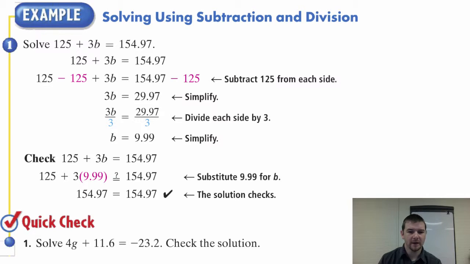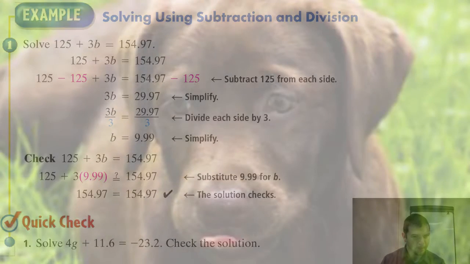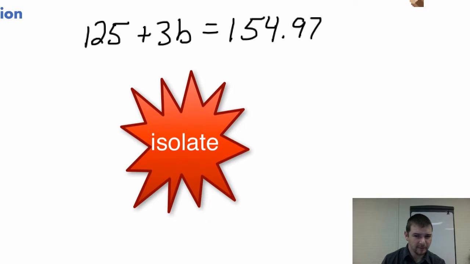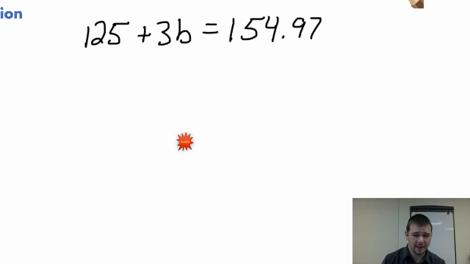Example problem 1. Solving using subtraction and division. So we're asked here to solve 125 plus 3b equals 154.97. That should sound familiar. Our goal is to isolate b, our variable. And remember, in the case of the puppy dog problem, b represents the price of each bag of dog food.